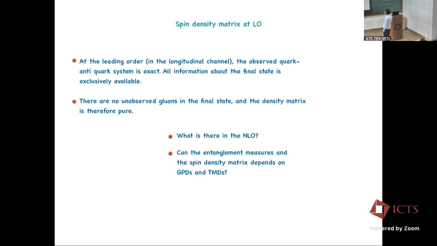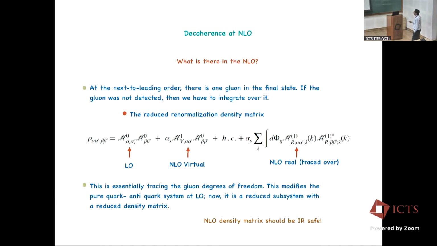But then what happens at NLO? In the NLO, we could have virtual photons, virtual gluons, and also a real gluon emitted in the final state, in addition to the quark and anti-quark. So at NLO, we have the leading order, and then virtual, and also the real emission. But if we are not able to detect this real emission in the detector, then we should trace over it. Because we are tracing over the additional gluon, the density matrix is now a reduced density matrix.